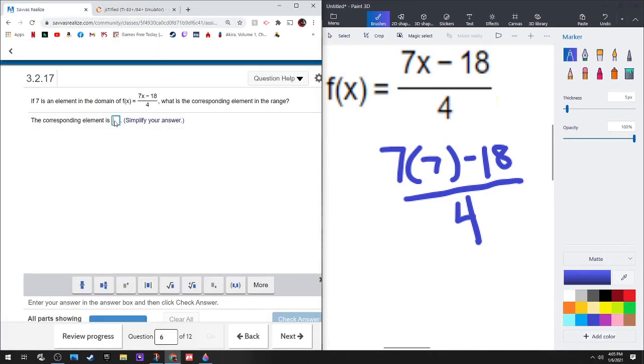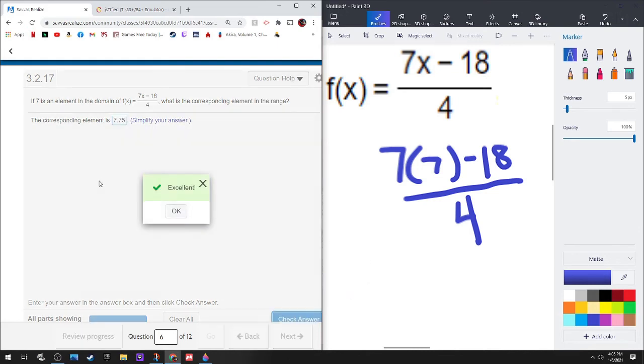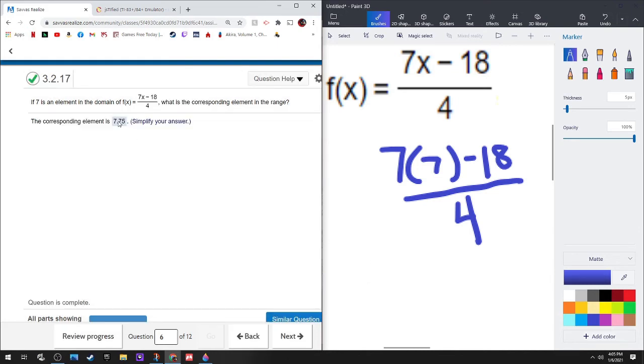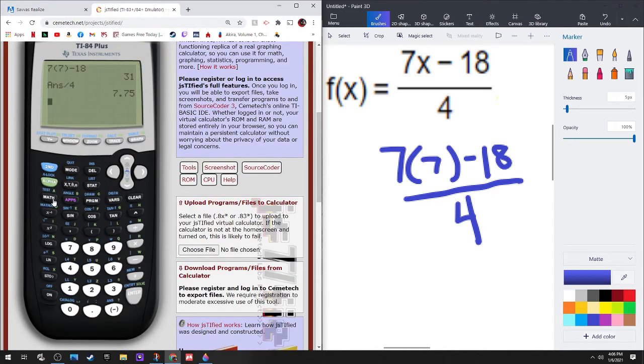I don't think it's going to take this answer. Oh, okay. It took it. I was figuring they were going to have us do math, enter, and turn it into a fraction.